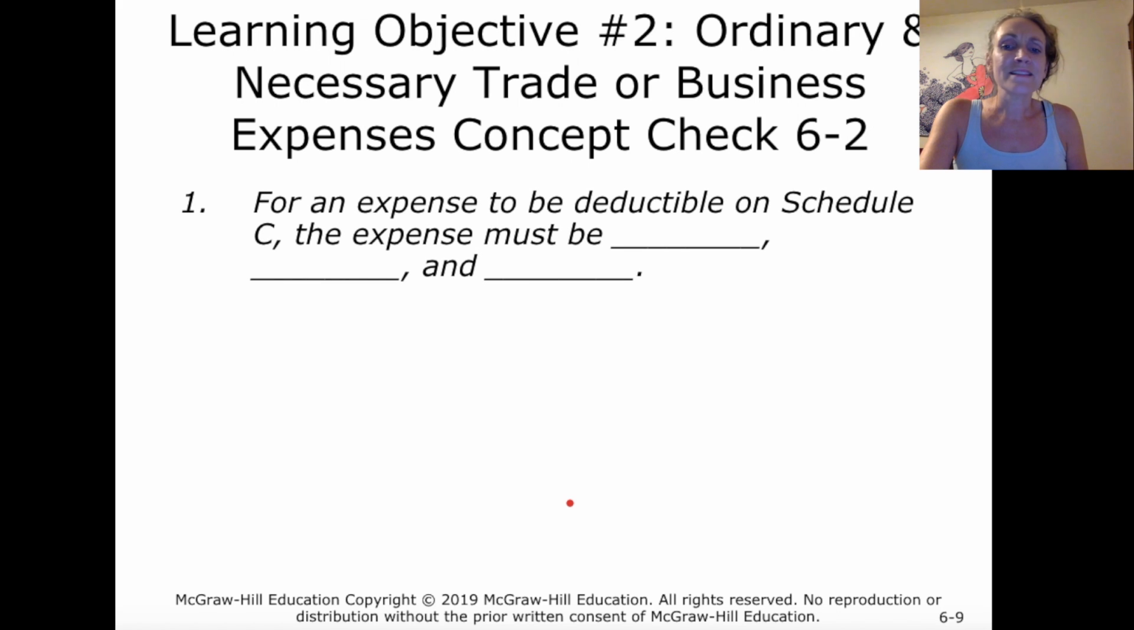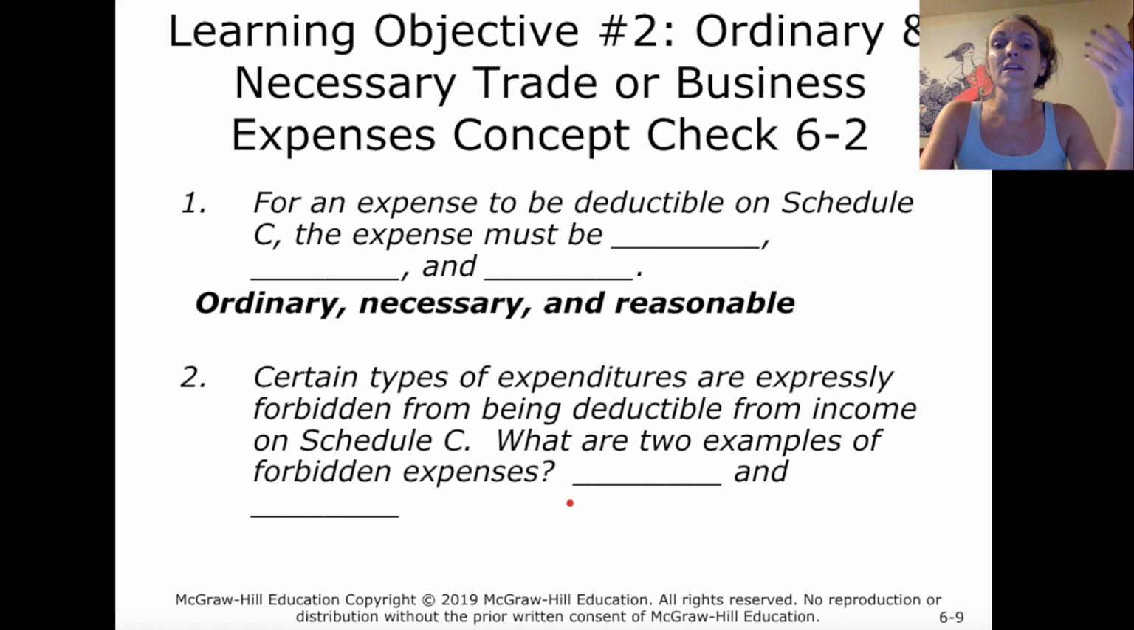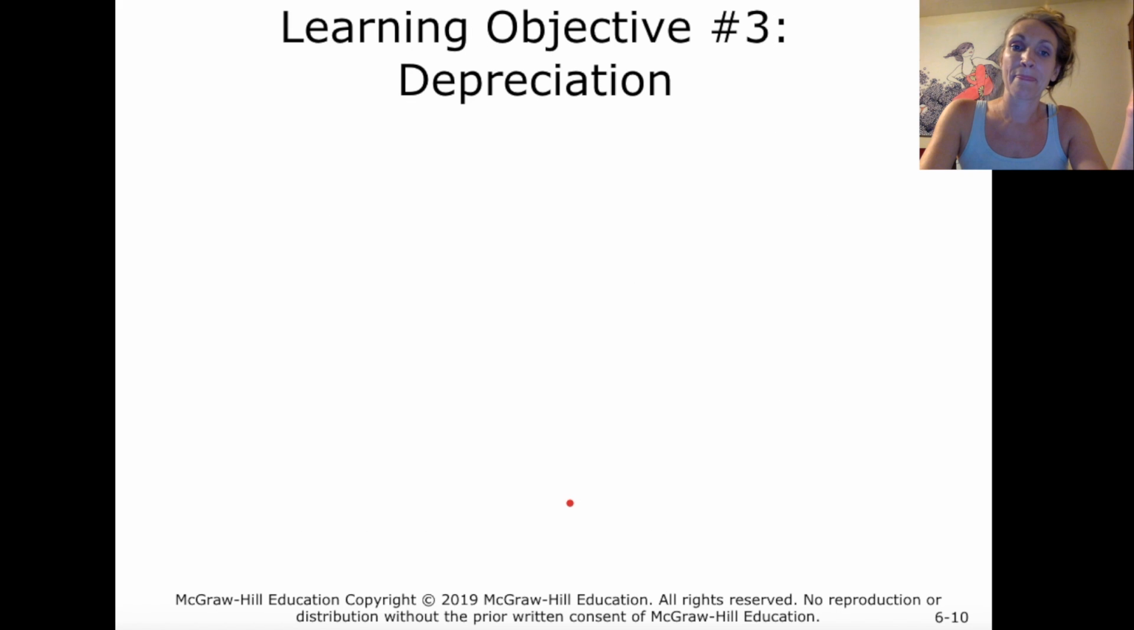So for an expense to be deductible on Schedule C, the expense must be, what was it? Ordinary, necessary, and reasonable. Certain types of expenditures are expressly forbidden from being deductible from income on Schedule C. What are 2 examples of forbidden expenses? Fines and penalties, political, lobbying, bribes.